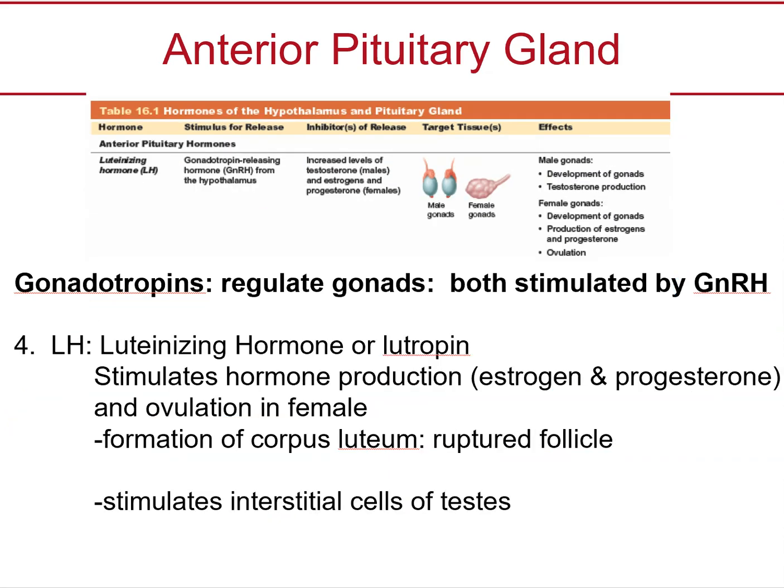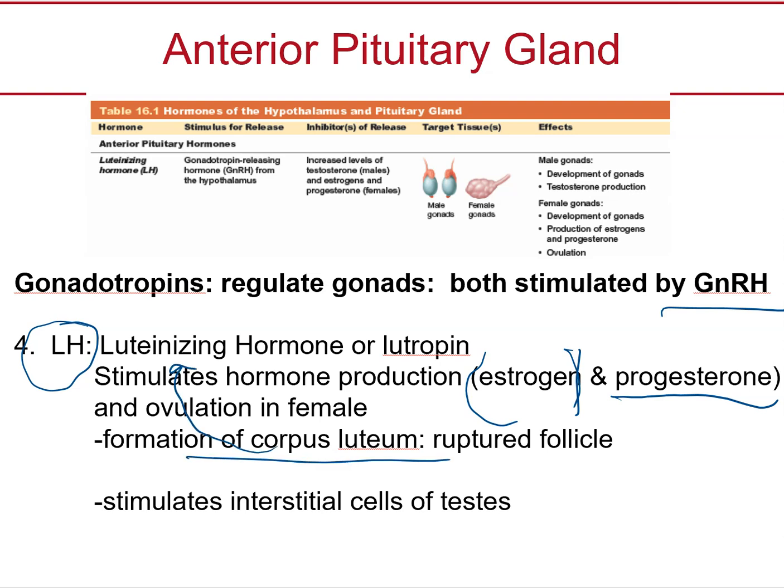LH is the other gonadotropin, right? So LH, luteinizing hormone, is triggered from GnRH, and luteinizing hormone mainly tells the gonads to make more hormones. So in particular, it affects progesterone. It helps with some estrogen. It forms what's called a corpus luteum. That's what's called luteinizing hormone.